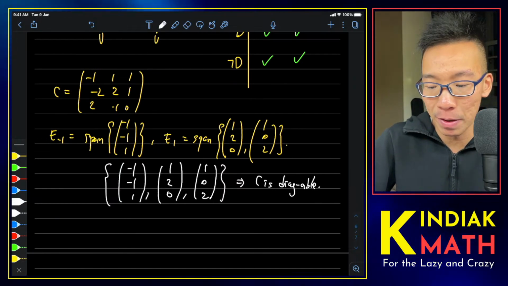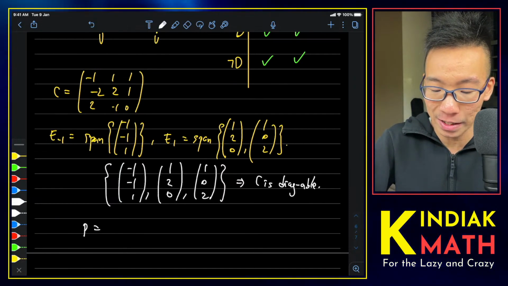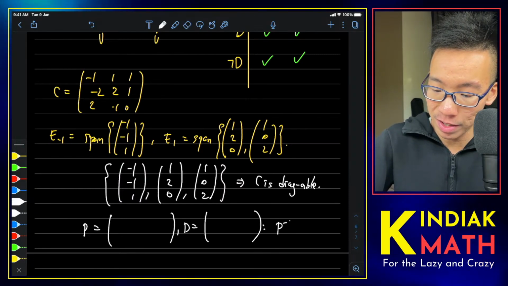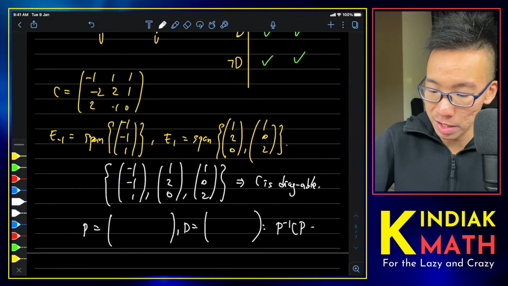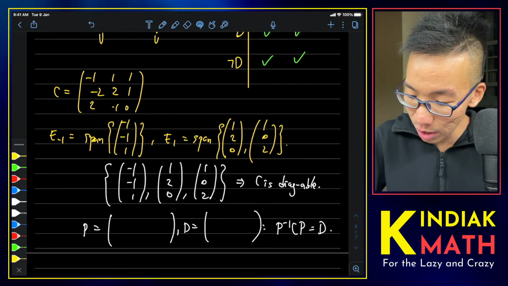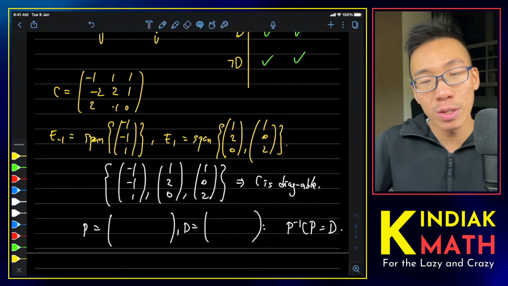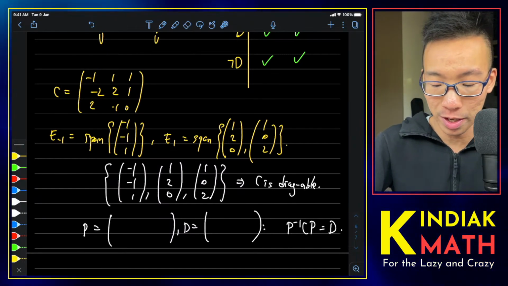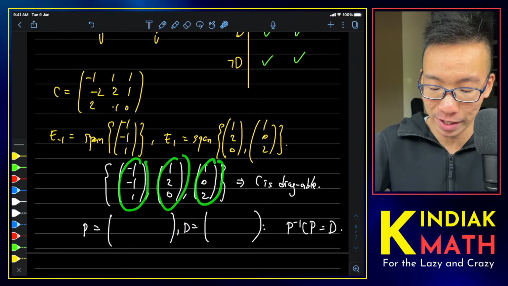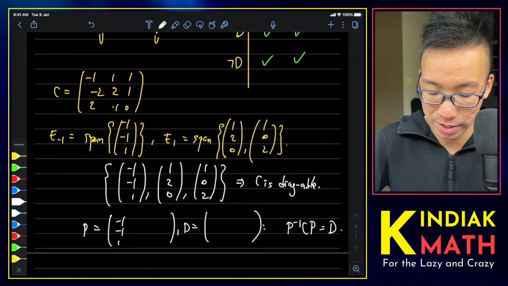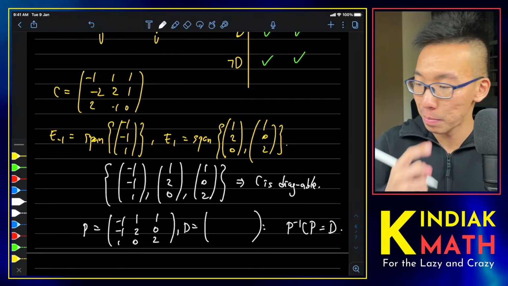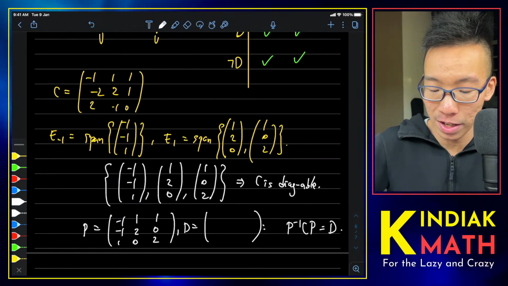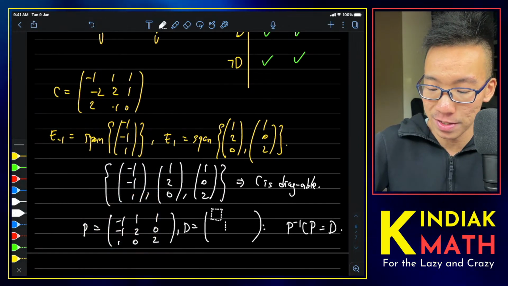But if it's diagonalizable, it means that there are matrices P and D such that P inverse CP must equal D. Agree? So how do we calculate the P's? Once you have the eigenvectors, it's not too difficult to calculate P, because all you need to do is plug in each of these eigenvectors as columns of P.